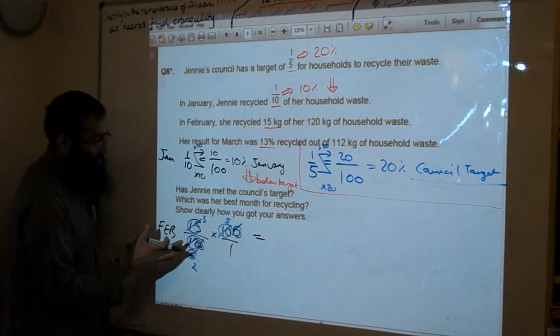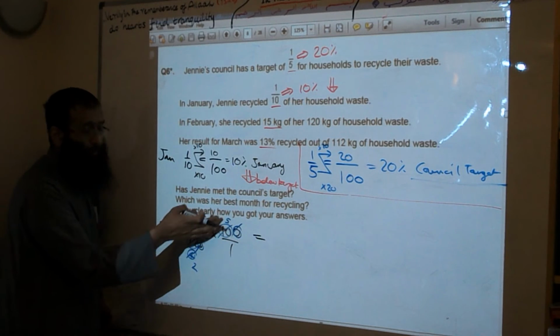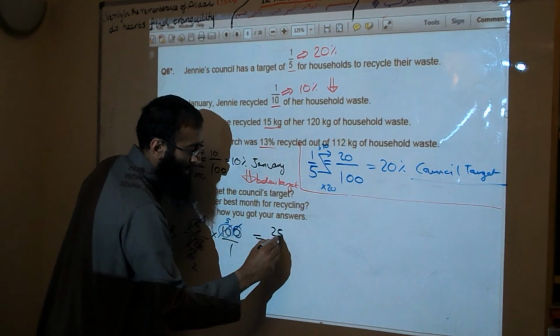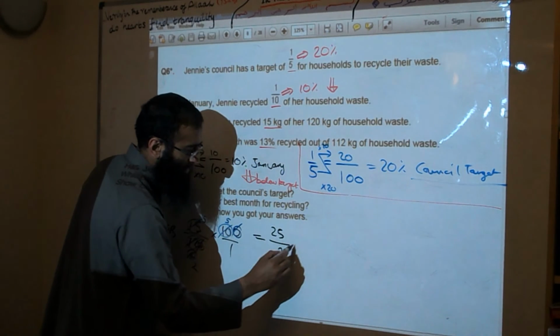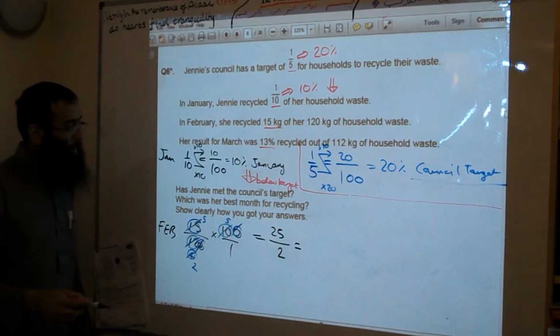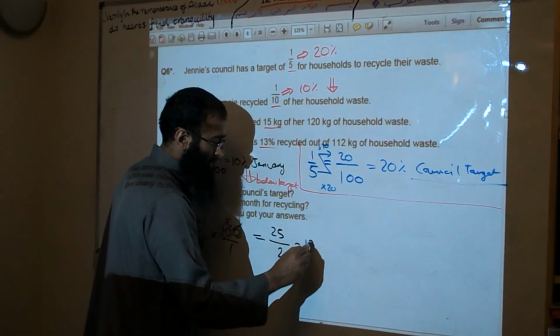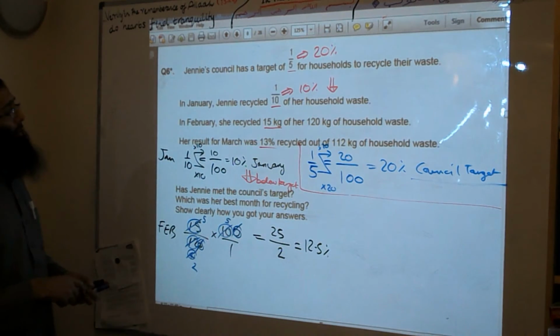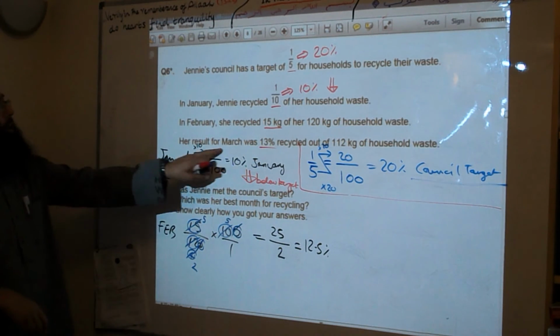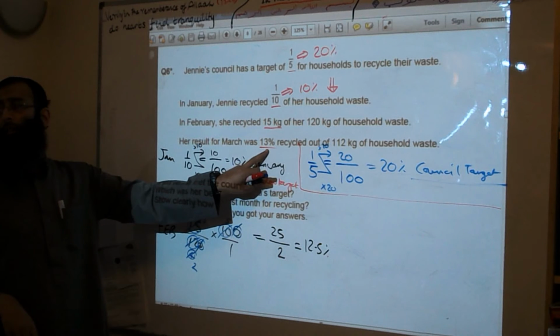Now what we've got left on the top is 5 times 5, which is 25. On the bottom we've got 2 times 1, which is 2. Then 25 divided by 2 gives us 12.5%. And in March her percentage recycling was 13%.